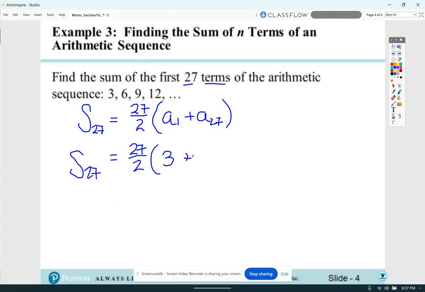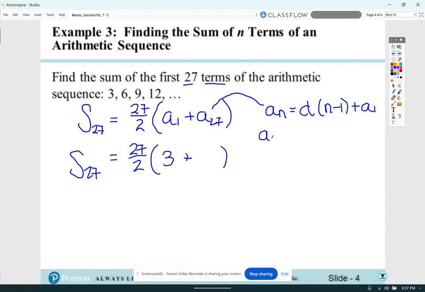But now I get stuck because in this particular sequence, I don't have the 27th term. So I've got to go find that using a formula. Now we are dealing with an arithmetic sequence. In an arithmetic sequence, the most common way for me to write a formula for the nth term, if that's arithmetic, is the common difference times n minus 1 plus a sub 1.